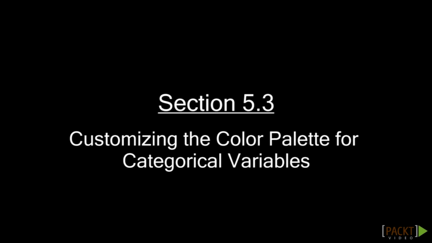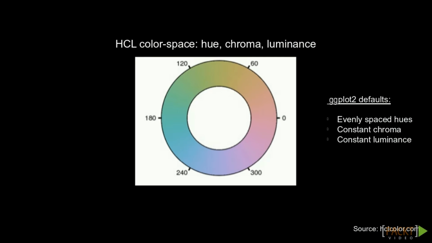In this video, we'll see how to override the default color palette and make our own. The default colors for a categorical variable are chosen by picking up evenly spaced hues and keeping luminance and chroma constant.